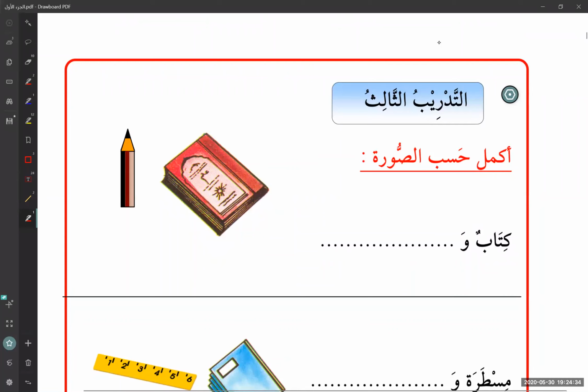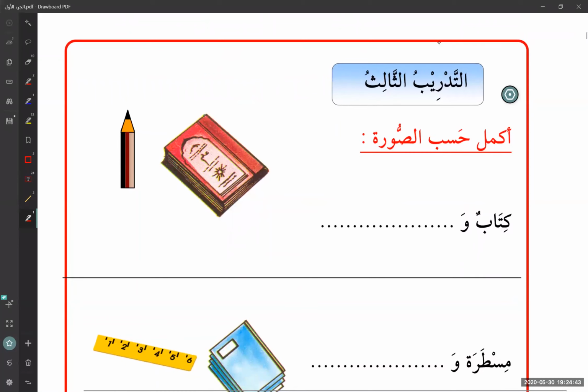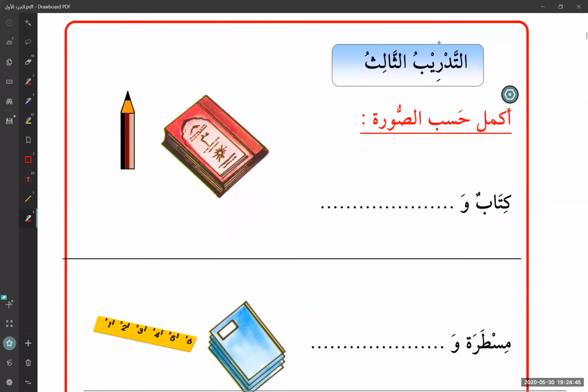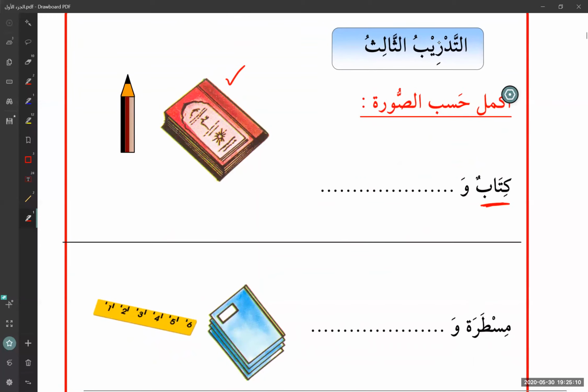Then we have التدريب الثالث, the third exercise. In this one, it says أكمل حسب الصورة, which means to complete according to the picture. In the picture, they give you two items. For one of them, they give you the word: Kitab. Which one is Kitab? This one is Kitab. By the way, they use the same picture for Kurasa, but anyway, you have to know what Kurasa means. So here's the Kitab, and they left the other item blank.